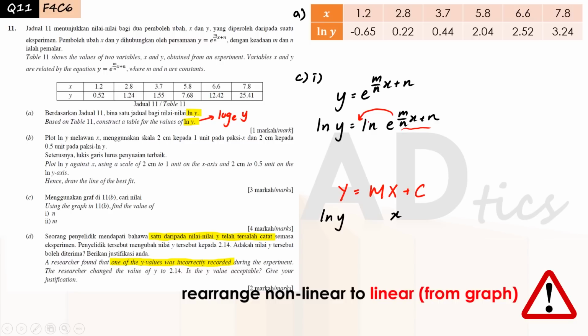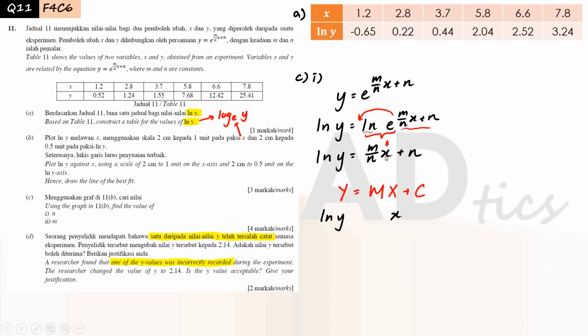Okay, and according to log, because this ln has a base of e, now you see that the base value and the log value are the same, so this part would be equal to 1. Right? So the right side would be just m over n x plus n. And now you can see it satisfies both criteria. The big Y is ln y, the big X is small x. So now you can compare and you can see that the gradient is m over n and the y-intercept is n.